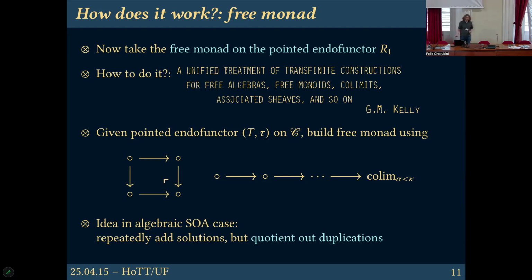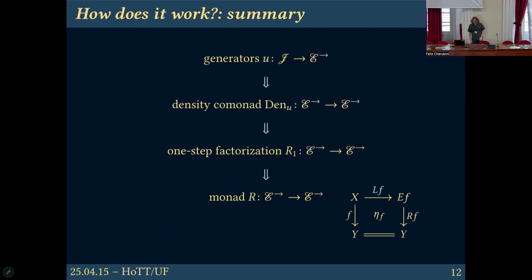And I want to give some intuition for what's happening in the algebraic small object argument compared to Quillen's argument. In Quillen's argument, we're repeatedly adding in solutions to lifting problems that we find, but we're also quotienting out when we add a solution twice. So in Quillen's argument, we do add solutions to the same problem again and again and again, but we quotient that out when we do the algebraic small object argument.